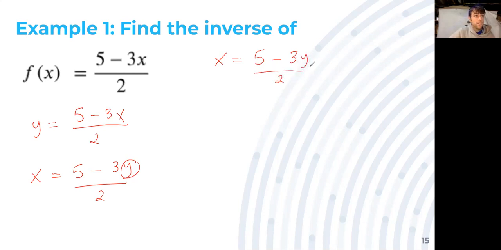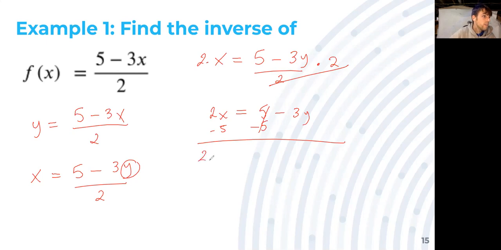So keeping in mind I'm solving for y, I need to get rid of everything over here that's not the y. So I just multiply both sides by 2. So I get 2x equals 5 minus 3y. Then I need to subtract 5 from both sides, get rid of that. So I end up with 2x minus 5 equals negative 3y. And then I'm going to divide by negative 3. Since this negative 3 doesn't divide nicely, I'm just going to go ahead and leave this as a big fraction.